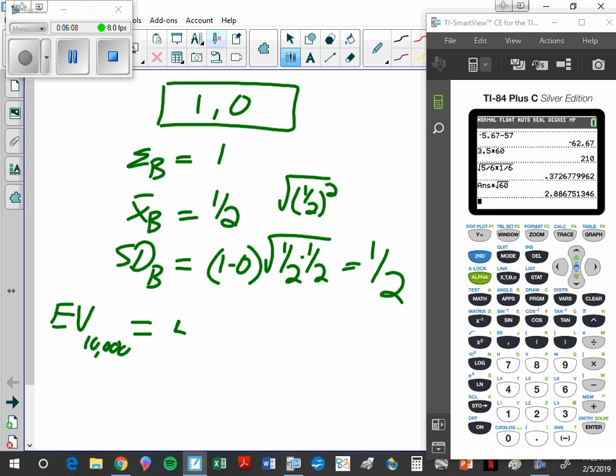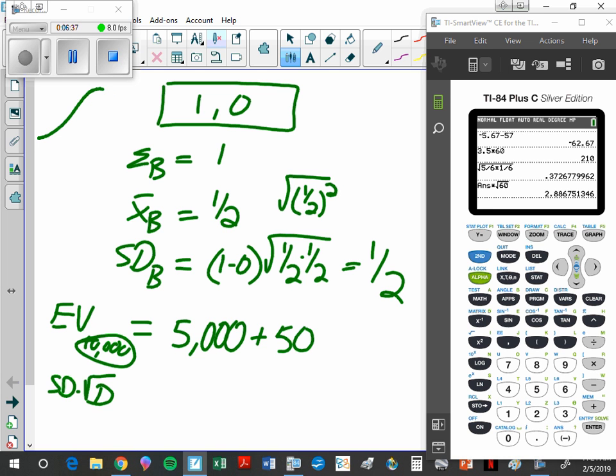Okay, so my expected value for 10,000 draws is 5,000. Plus or minus, so we have to take the SD, 1/2, times the square root of the number of draws, and the square root of 10,000 is 100, so 0.5 times 100 is 50. Oh, they weren't very nice to us, were they?